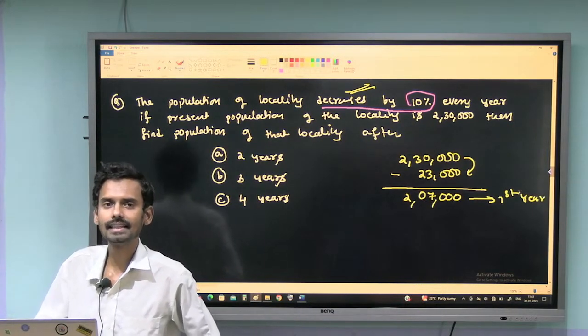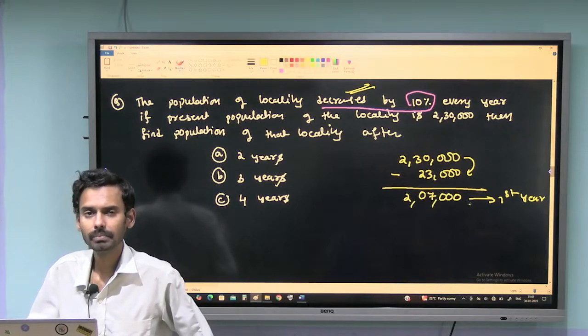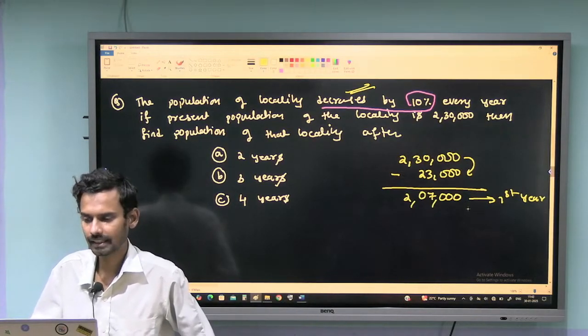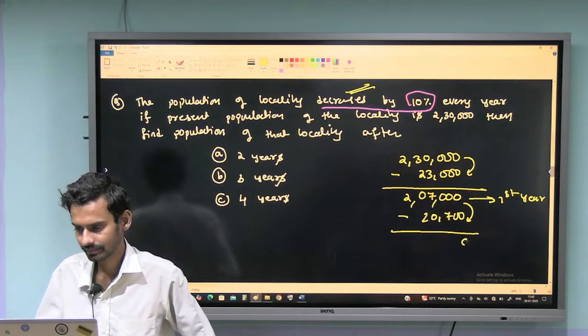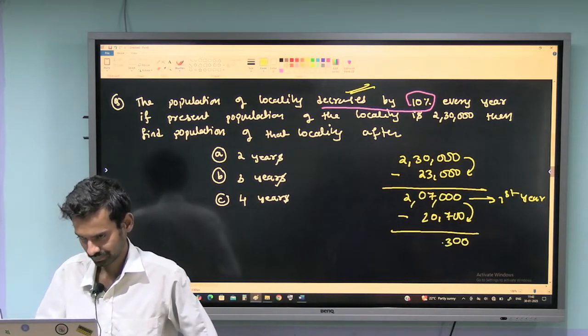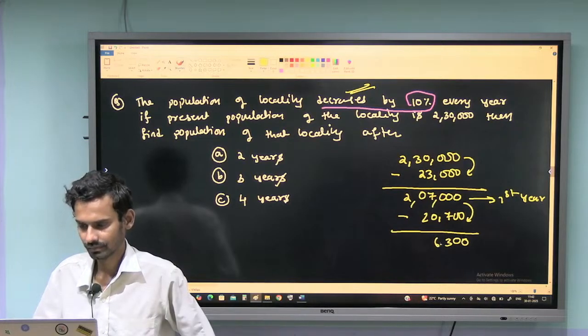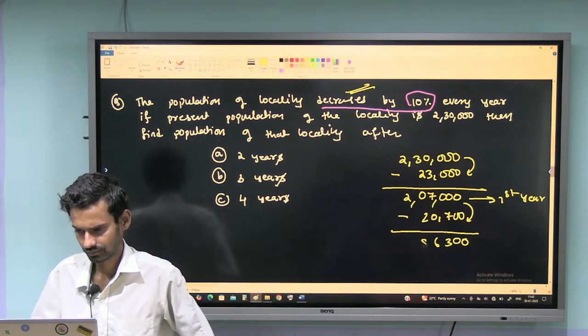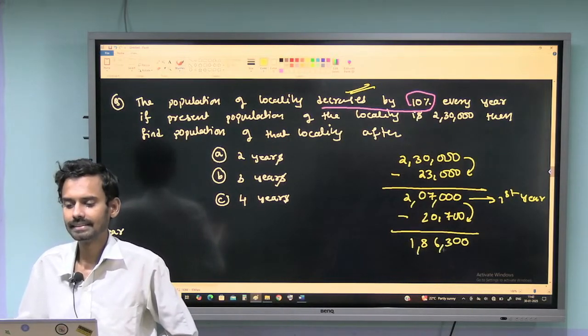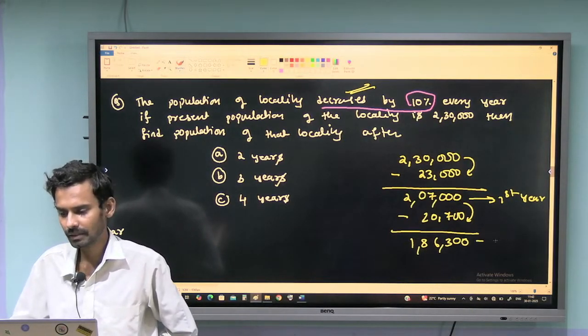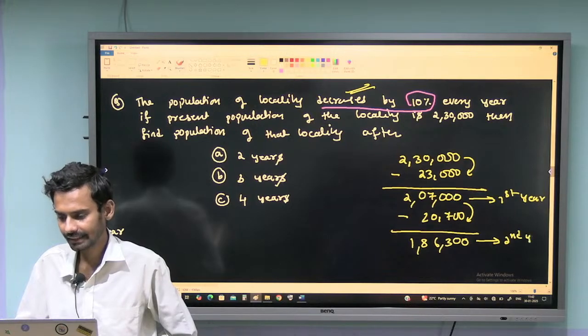And again for the second year, I need to decrease by 10% of whatever the resultant that I am getting. Here the resultant is 2,07,000. So 10% will be 20,700. So if I subtract this, I will get 1,86,300. This will be the population after second year.